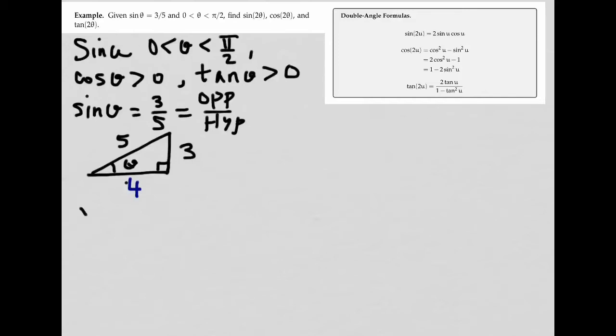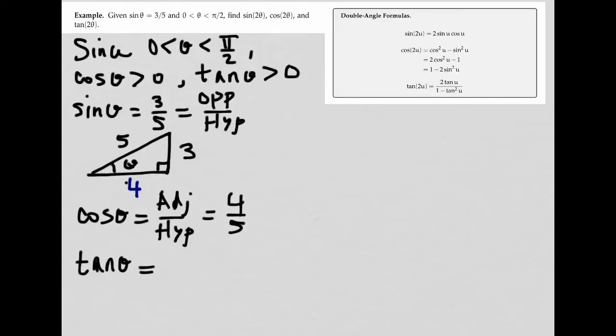So with that said, cosine of theta is the adjacent over the hypotenuse, which is 4 over 5. Notice it's positive. And tangent theta is the opposite over the adjacent, which is 3 over 4. But that's not what we want. We want sine of 2 theta, cosine of 2 theta, and tangent of 2 theta. So why did I compute cosine theta and tangent theta? Because we're going to need them in the formulas.